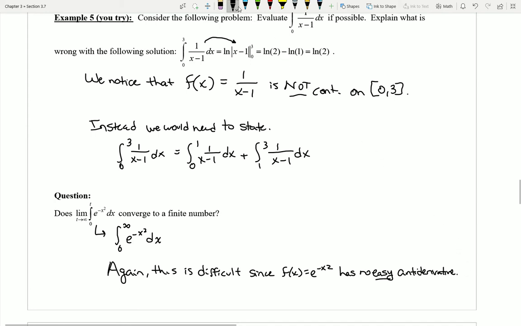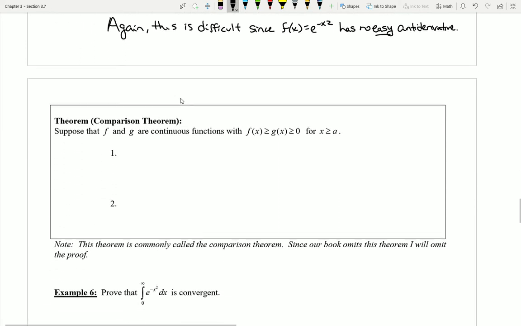Well, this is where we're going to have to develop a bit more powerful machinery to try to tackle this sort of a question. On the next page, you'll see that I have written out the comparison theorem. And this is going to be a very, very important theorem for us to conclude this section. Let's see what it says. Suppose that f and g are continuous functions, but they aren't just any functions. They have to meet these criteria.